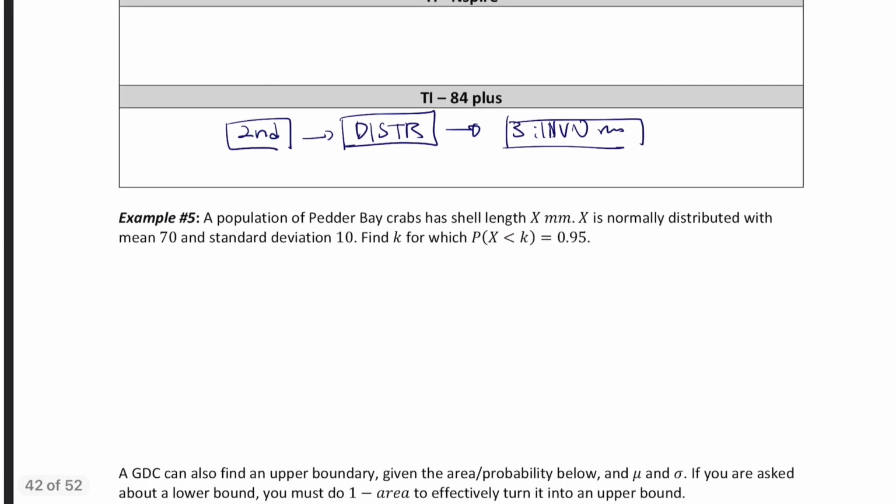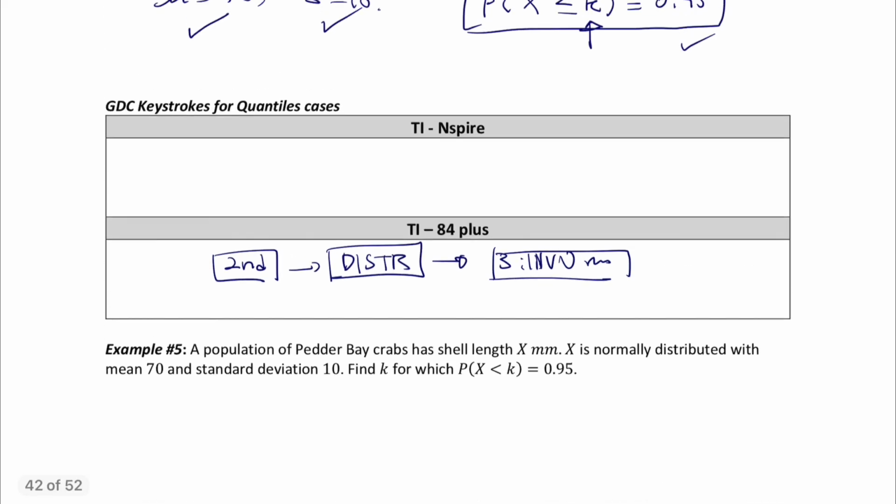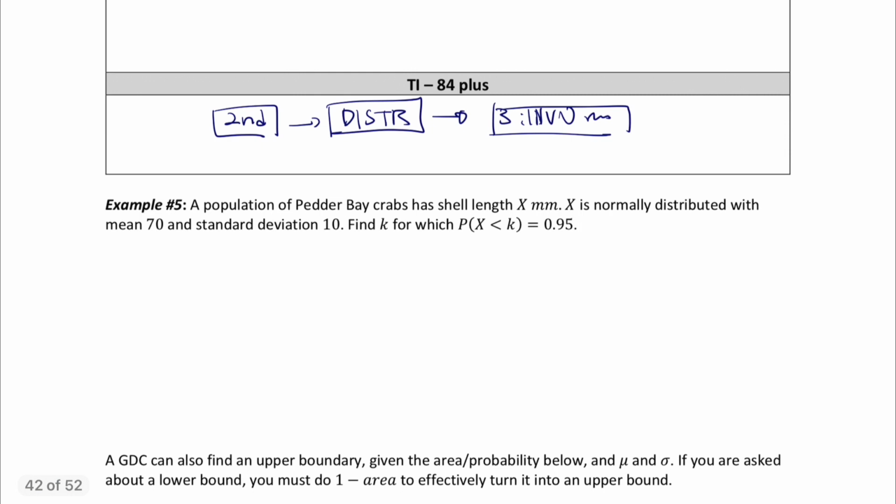So let's look at example 5. When you look at example number 5, this case is written more in the question format. We have a population of the petal-backed crabs that has a shell length of x millimeter, and x is normally distributed with the mean 70 and standard deviation 10. And we need to find the K value where x is less than K and gives the area 0.95.